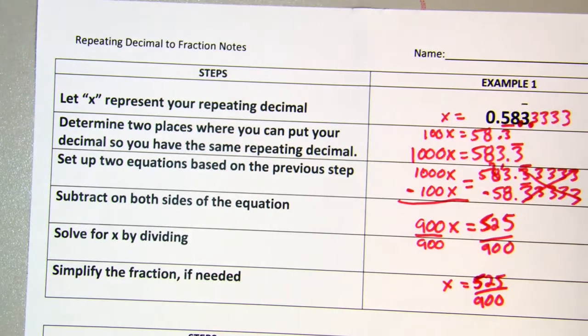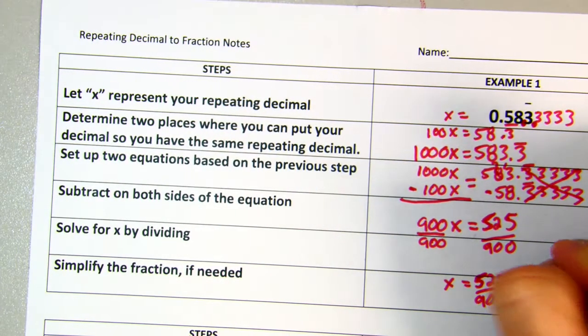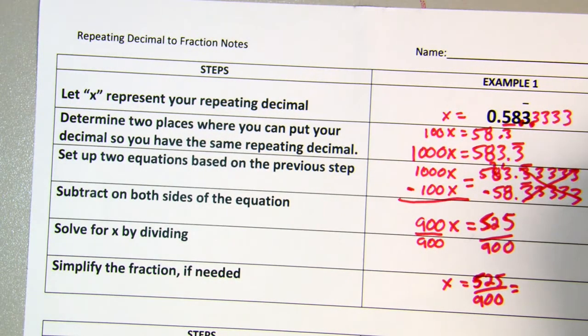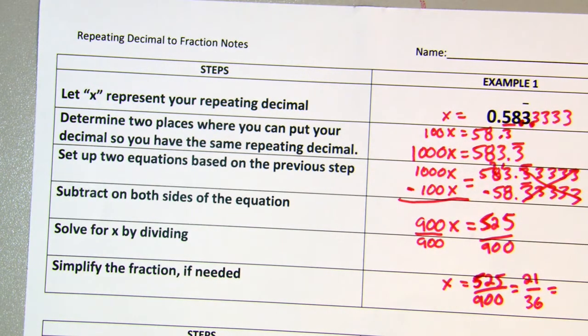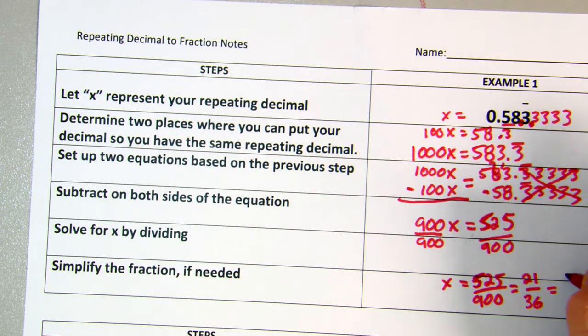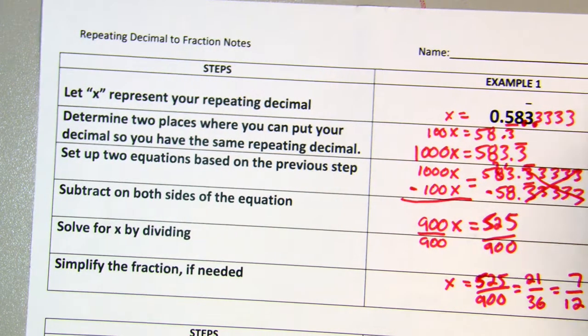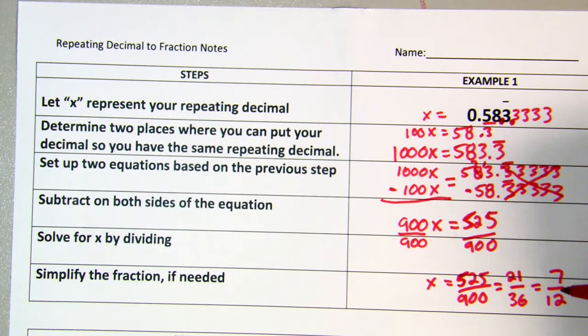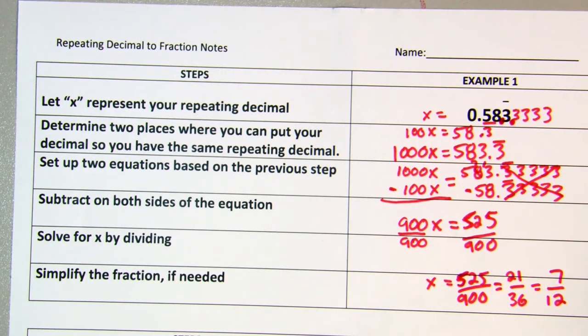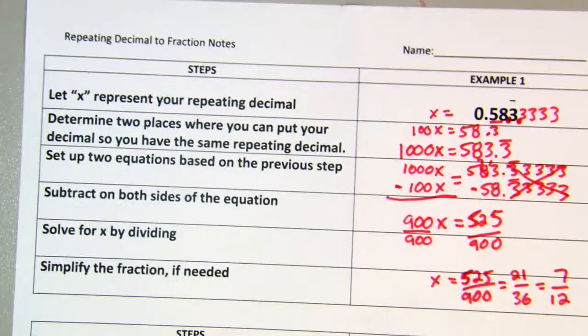Now that can also be simplified. If I divide by 25 on both sides, I get 21 over 36. And then I can still divide both the numerator and denominator by 3, and I get an answer of 7 over 12. So 0.833333 is equal to 7/12 as my fraction. Alright, let's try another one here.